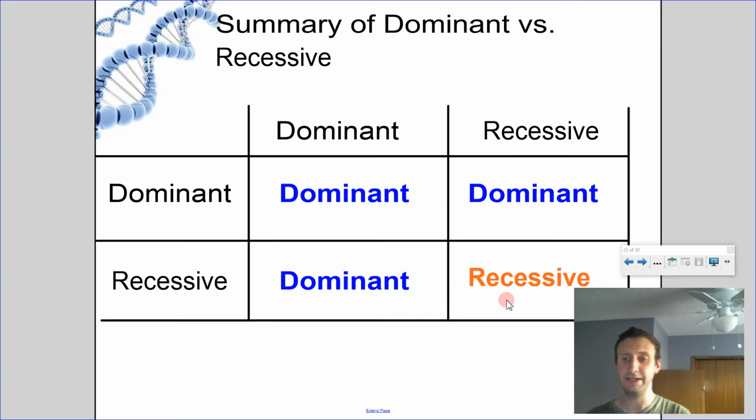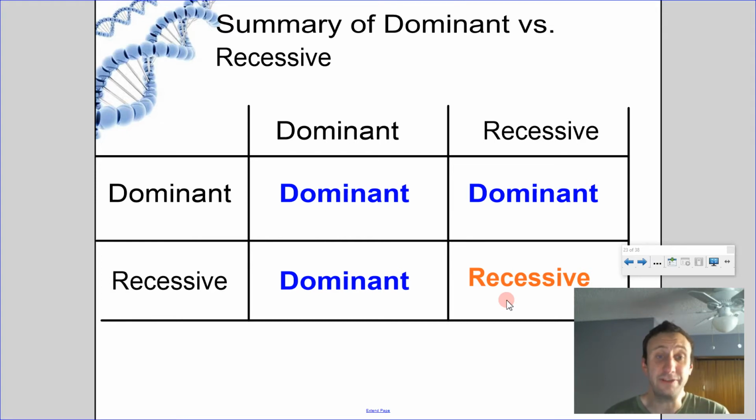What's interesting is, let me pose it to you as a question. If you had two parents that had the dominant trait of a widow's peak, so the pointed hairline, is it possible then for them to have a child that has a straight hairline?